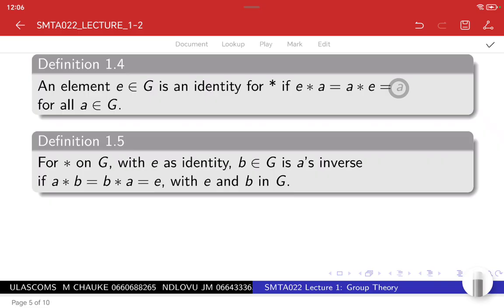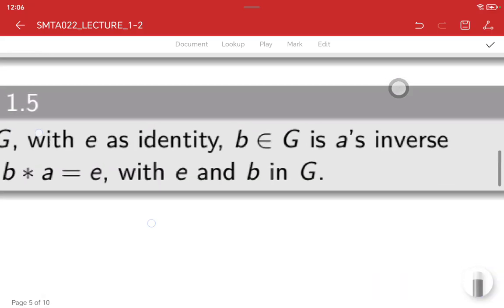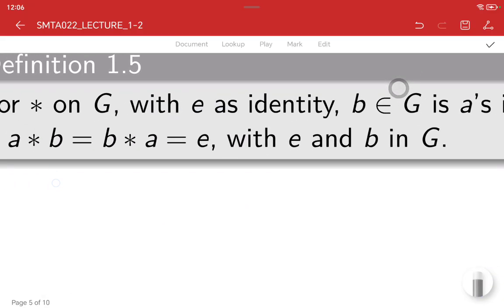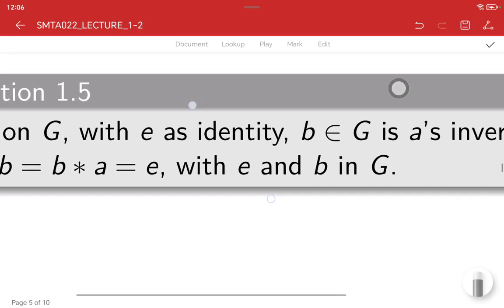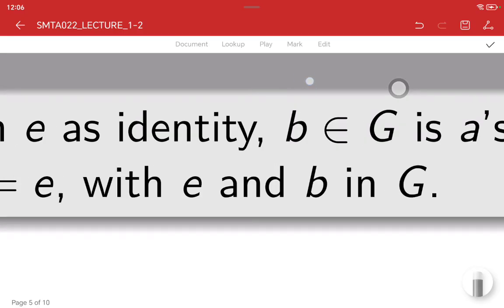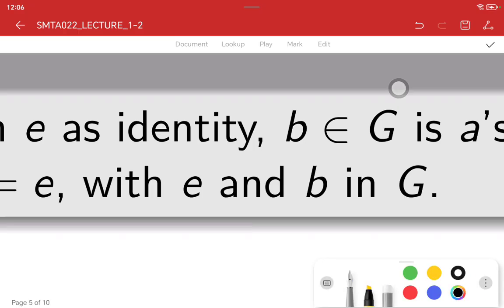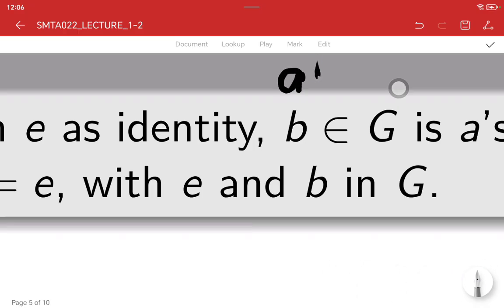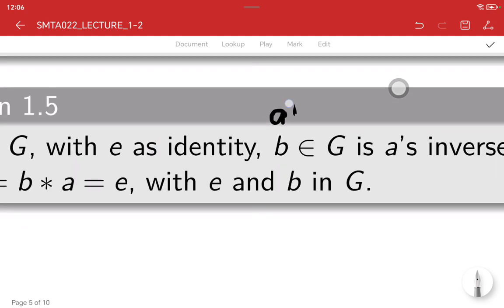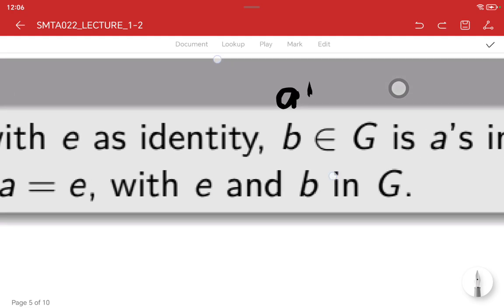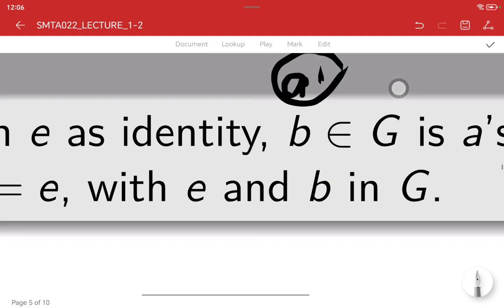And we take an element B from G, which we are saying will be A's inverse. In other words, you're saying that B is the same as A inverse. In other words, I could replace this B by A star, right? Or you just put A, but it's preferred to use this one. Or you can use A inverse.